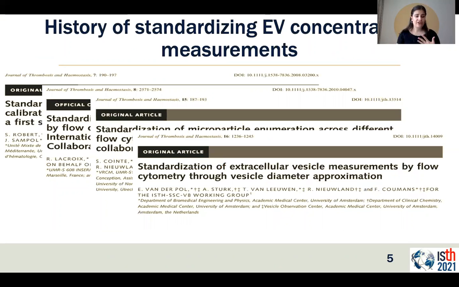And over the past couple of years, awareness has actually grown that the EV concentration measurements are incomparable between different instruments. A lot of standardization studies also have been conducted over the past couple of years, but I'm not going into too much detail here about them because I think it's rather important to focus on the lessons we've learned from them, which are, for one, for example, that the instruments differ in sensitivity, and also that most of these studies were actually performed on uncalibrated flow cytometers.